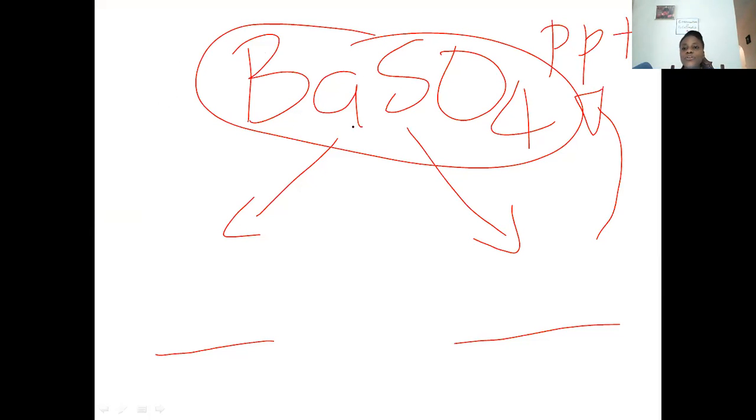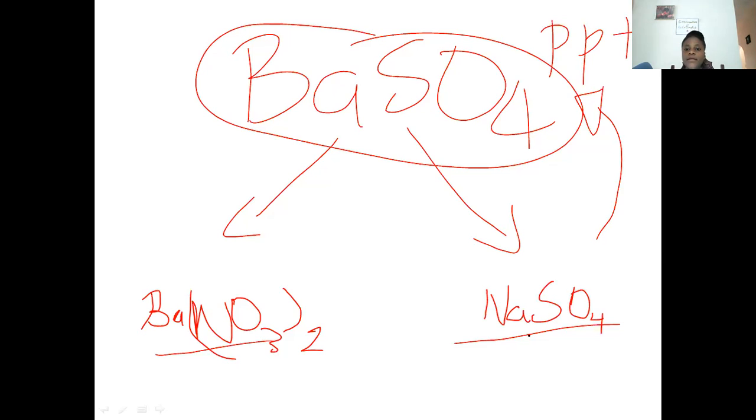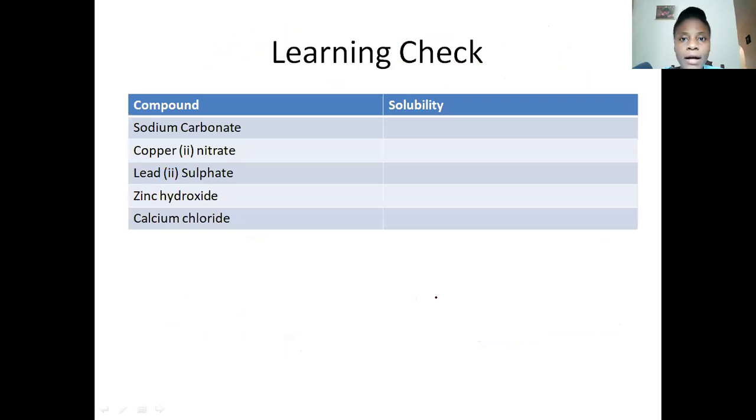What 2 substances can you choose to make barium sulfate? What 2 substances? Sorry? Barium nitrate. Barium nitrate, good. And what? Mr. Sodium. You can use sodium sulfate. All right, so those 2, excellent. All right, so let us look at what if these substances are soluble. Sodium carbonate, is sodium carbonate soluble or insoluble?